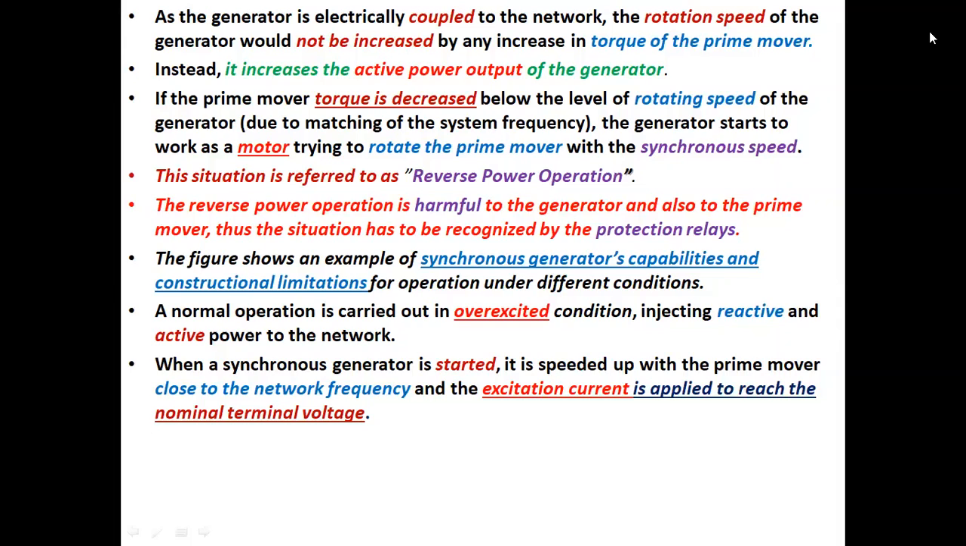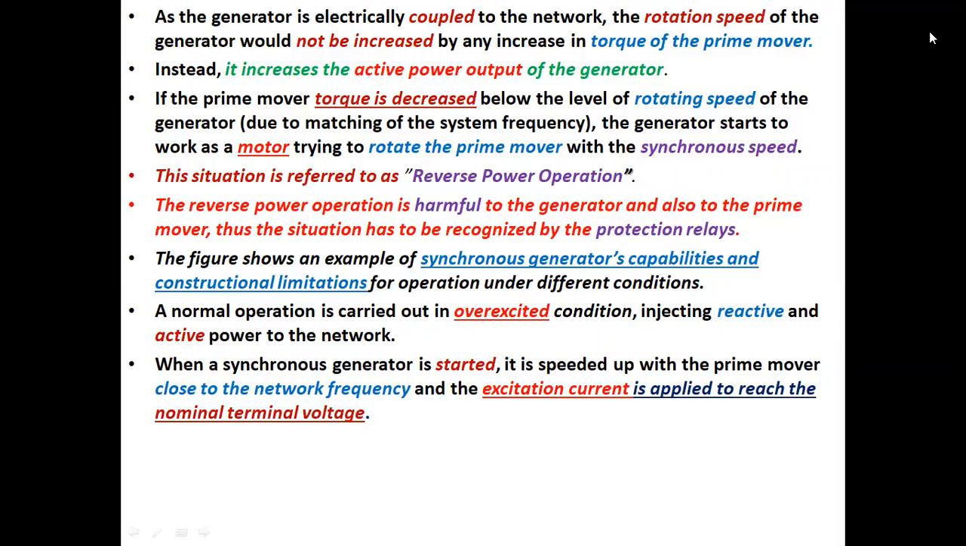If the prime mover torque is decreased below the level of rotating speed of the generator due to matching of the system frequency, the generator starts to work as a motor trying to rotate the prime mover with the synchronous speed. This situation is referred to as reverse power operation. The reverse power operation is harmful to the generator and also to the prime mover. Thus, the situation has to be recognized by the protection release.